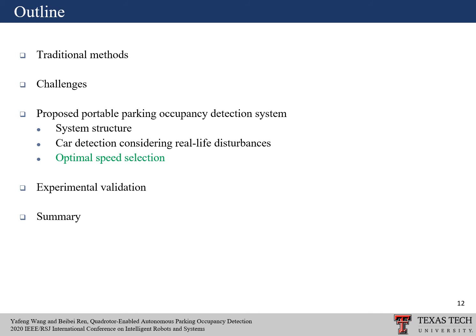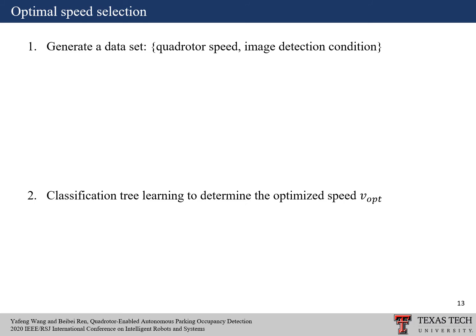Then I will talk about the optimal speed selection. For the optimal speed selection, we have two steps. The first step is to generate a dataset that contains the Quadrotor speed and the corresponding image detection condition. The second step is that once we have that dataset, we conduct classification tree learning to determine the optimized speed, VOPT here.